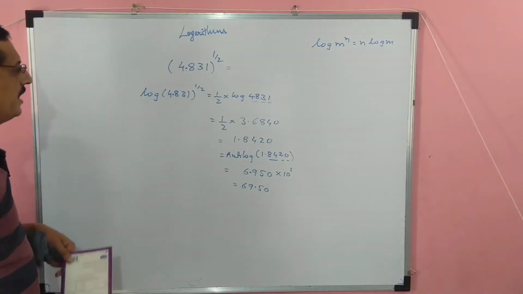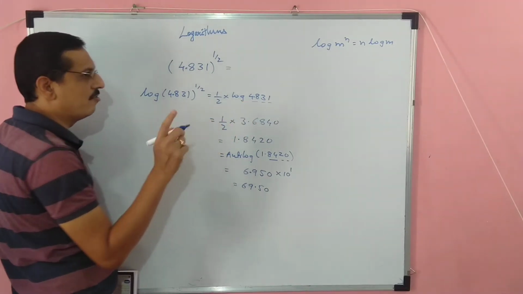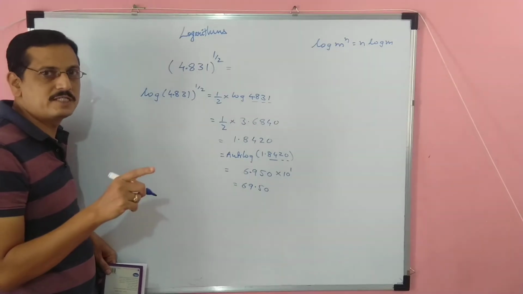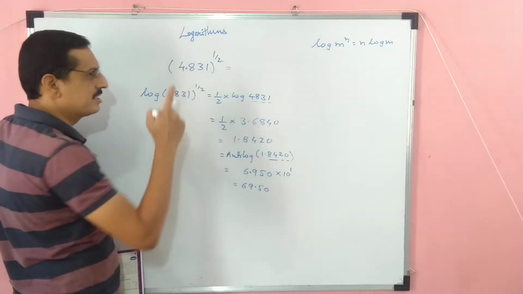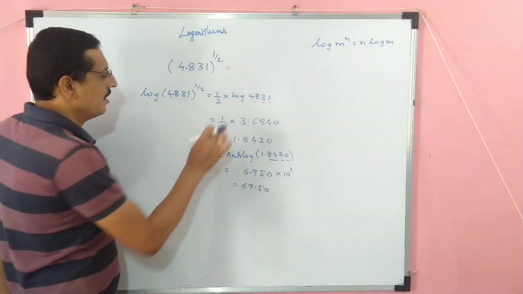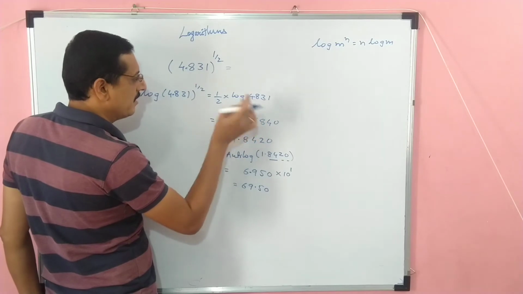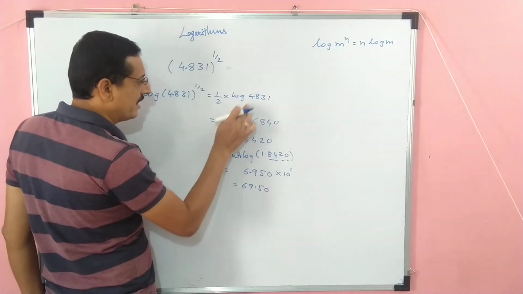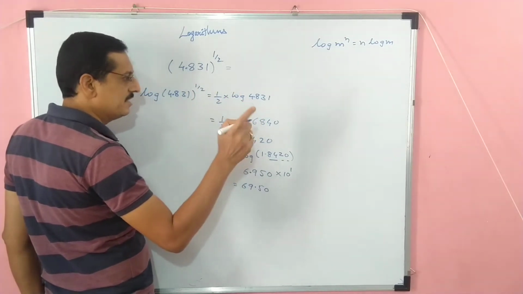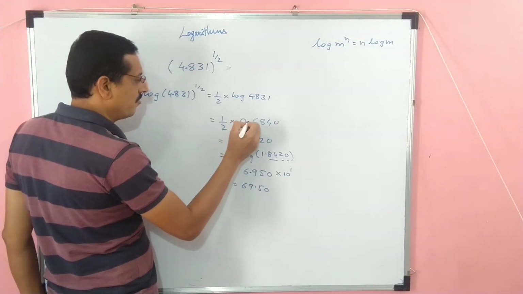Now when I check it for characteristic, check how many digits are there before the decimal point, because the value is greater than 1. 4.831 is greater than 1. Therefore, there is one digit before the decimal point. Then the characteristic is 1 less than that. There is one digit. Therefore, the characteristic is 0.